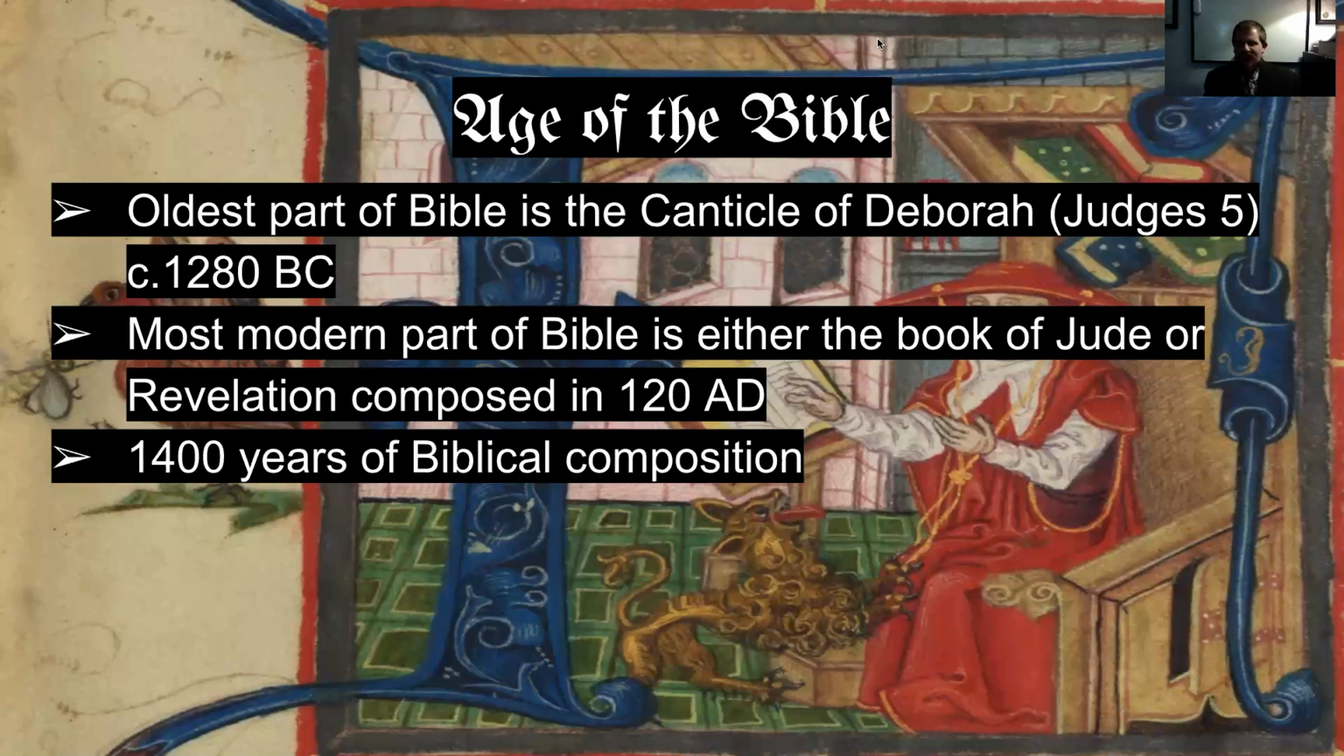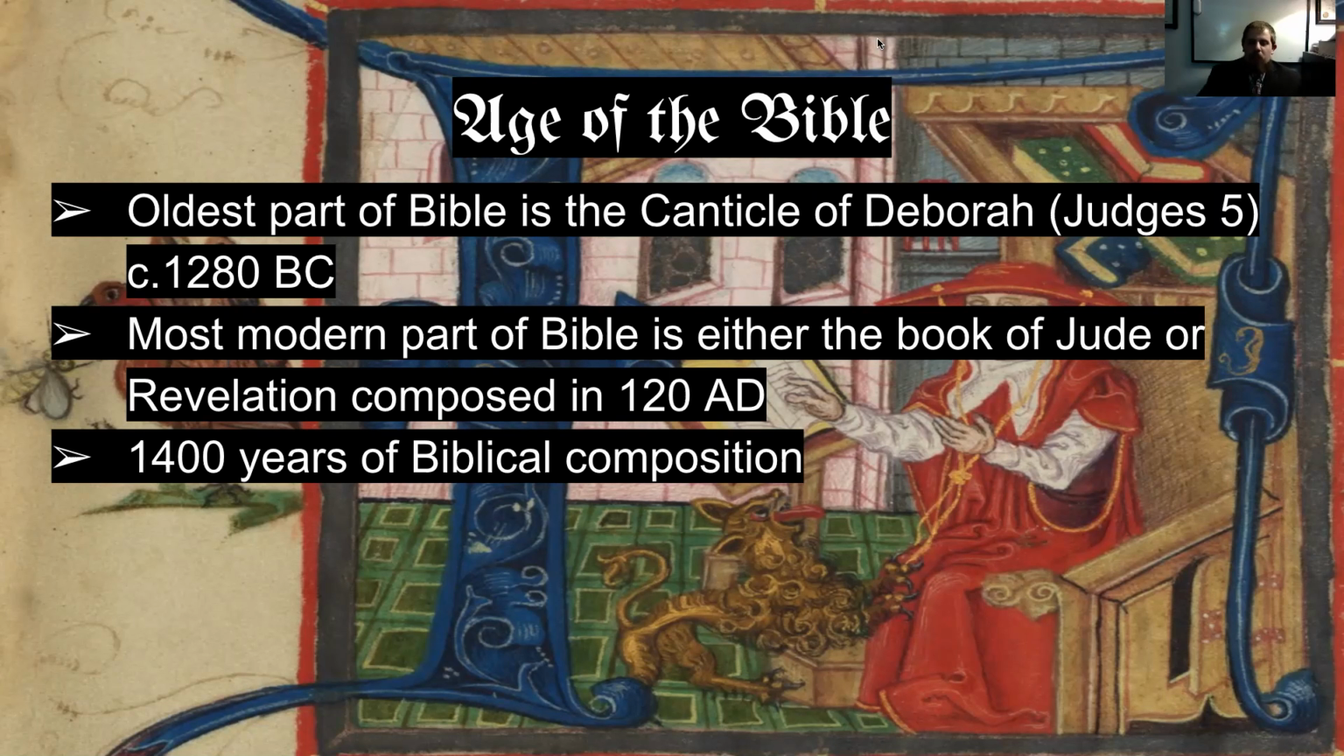So how old is the Bible exactly? Well, the answer to that is actually kind of a complex one. The oldest piece of writing that has made it into the Bible is the Canticle of Deborah, the Song of Deborah, which is found in the book of Judges, chapter 5. As best as we can tell, this particular song was written circa 1280 BC. So that's 1,280 years before the birth of Jesus Christ.